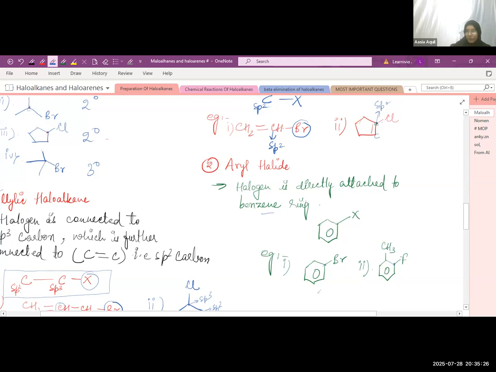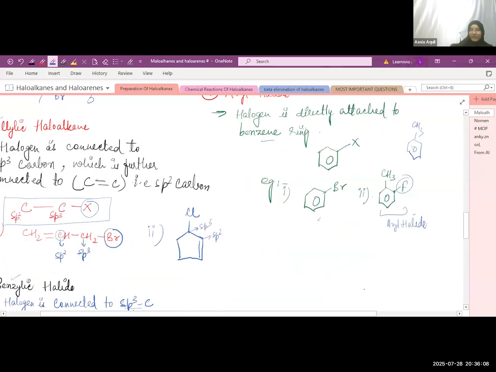Okay, haloarene. So suppose this is toluene, right? On the benzene ring, if there is a CH3 group, it is known as toluene. And suppose on the ortho position there is a fluorine group attached. So basically the fluorine group is attached here, so it will be called an aryl halide. Again, aryl halide. You just have to see the halogen group, and the halogen group is directly attached to the benzene ring. So it is known as your aryl halide.